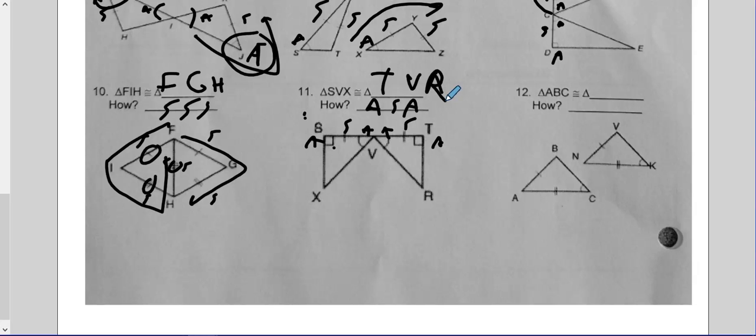All right, number 12. I have an angle here. I have a side here. And I have a side here. Do I have enough information to prove my triangles congruent?